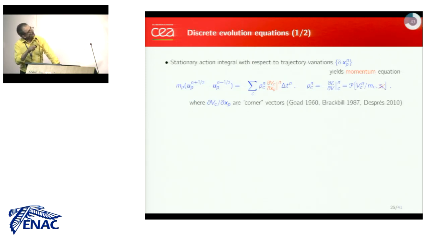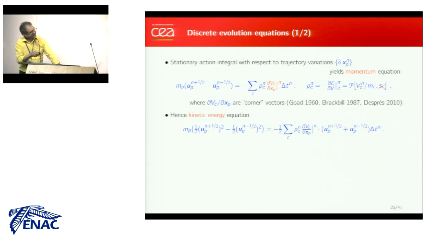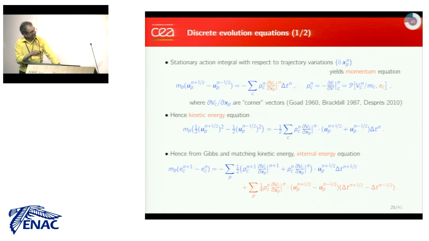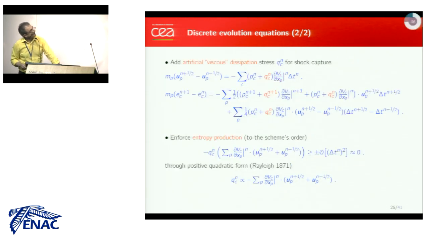So, stationary action gives the momentum equation, where we have these corner vectors. The kinetic energy balance eventually provides the terms that need to appear in the energy equation. In the energy equation, we have corrective terms here that are not present in the original scheme. We add artificial viscous dissipation in order to capture shocks, and we enforce entropic production by forcing the artificial viscosity to fulfill this positivity condition.